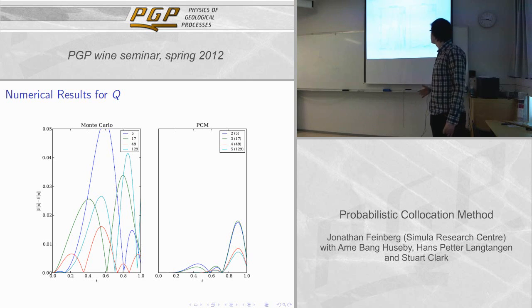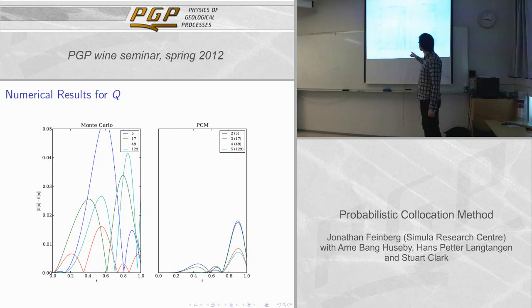And as you can see, the PCM method does much better than the Monte Carlo method, by an order of magnitude. And not only that, if you look at the Monte Carlo results, you can see that the result isn't really stable. For example, if you look at the 49 samples, the red line, that one is lower than the teal line, which is 129 points, in the sense that you can't really trust your results as much, because if you run the code twice, you will get different results.